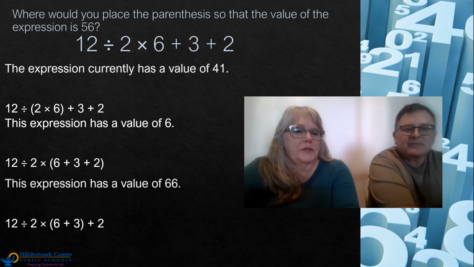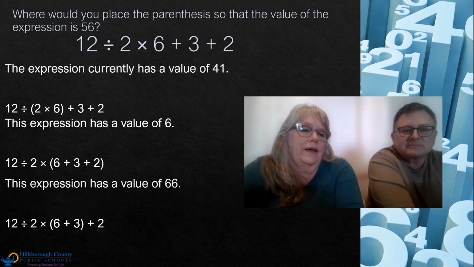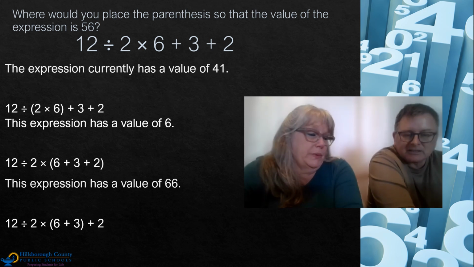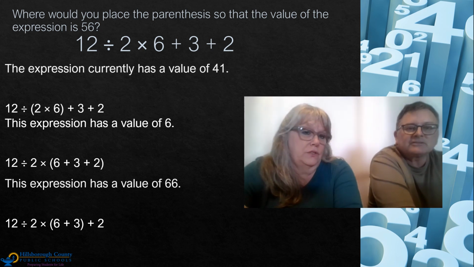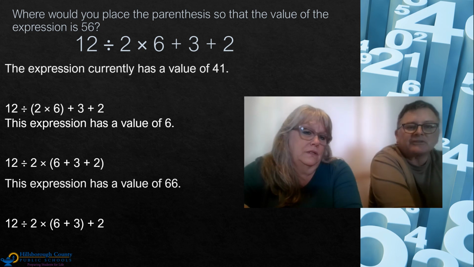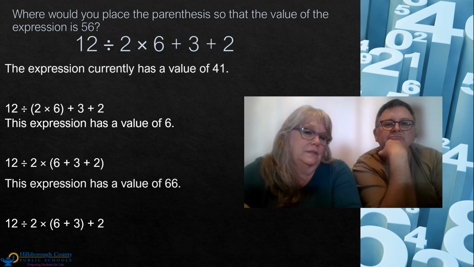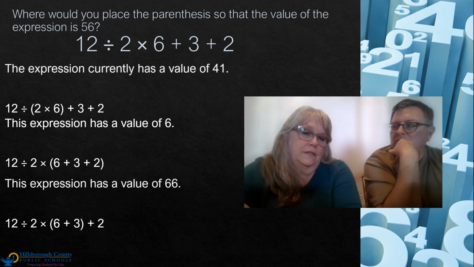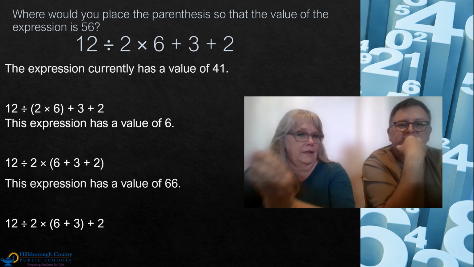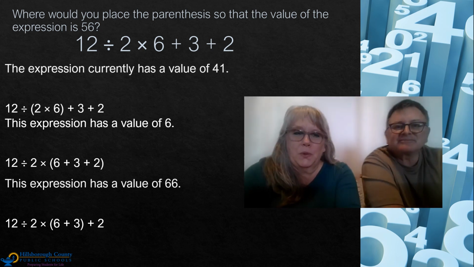Yes. So now I'm going to try putting it around just the 6 and the 3. So now I have 9 inside the parentheses. Then I go back to multiplication and division. If I have 9 in the parentheses, 12 divided by 2 is 6 times 9. 6 times 9 is 54, plus 2 is 56. And I have my magic solution, 56. So now I know that's where the parentheses should go.